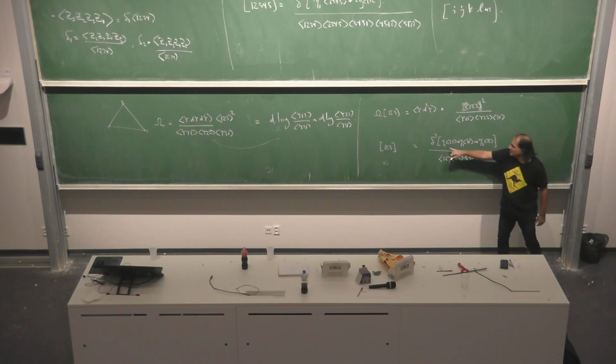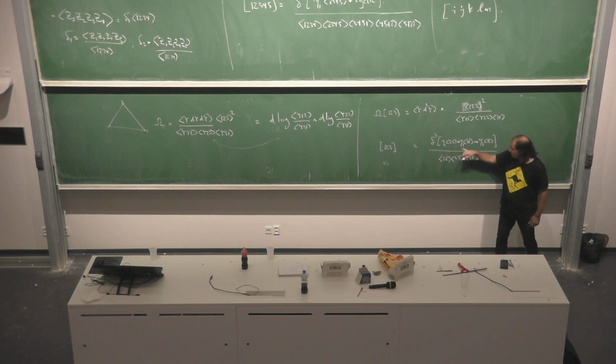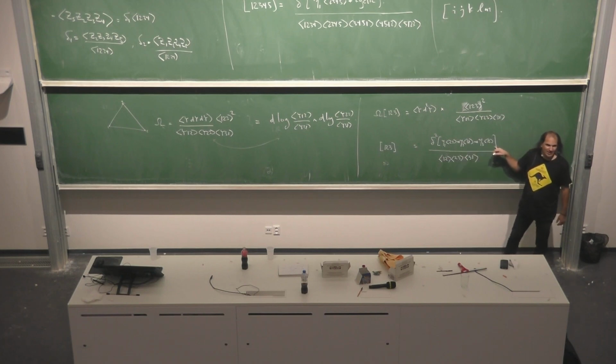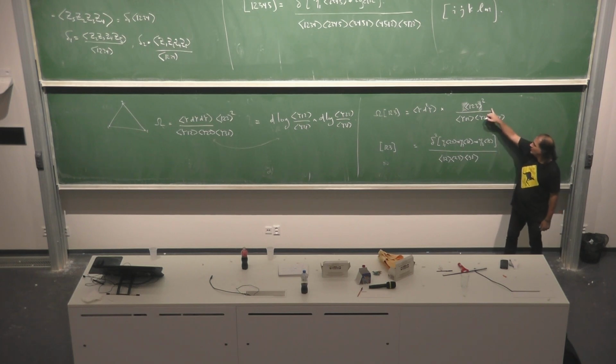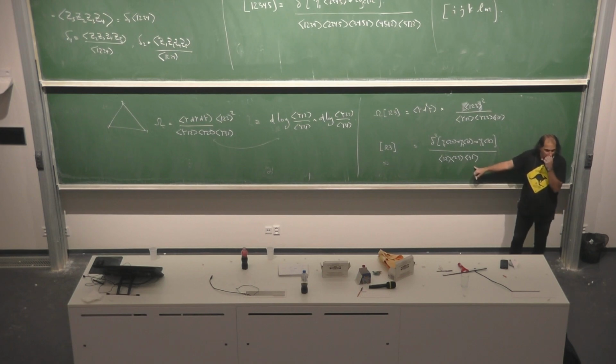Remember, this is a Grassmann delta function. So a Grassmann delta function is literally the square of this expression. You write it down as a Grassmann expression, and you just contract the indices. It's a Grassmann delta function. So we have something squared over ⟨12⟩⟨23⟩⟨31⟩, something squared over ⟨12⟩⟨23⟩⟨31⟩. All right?